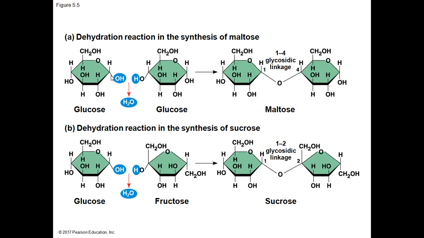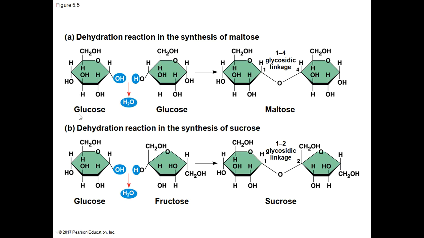This allows the opportunity between this open-ended electron here and the free electrons on the oxygen to actually bond. Okay, and that is going to be called a glycosidic linkage. And because it's between the number 1 and the number 4 carbon, it's called a 1-to-4 glycosidic linkage.